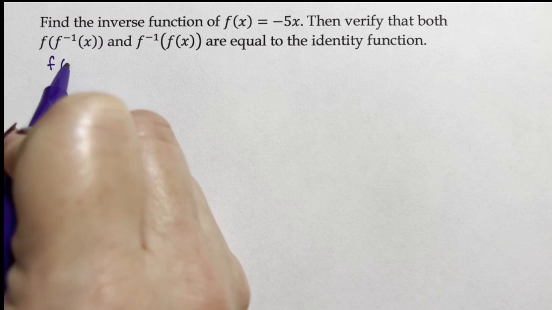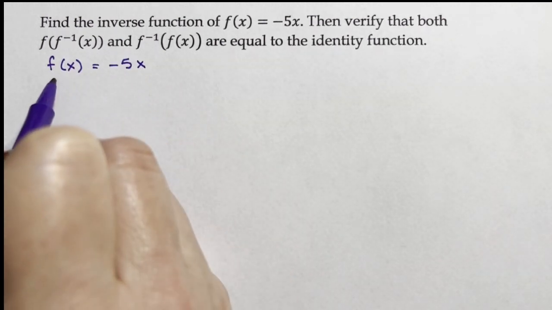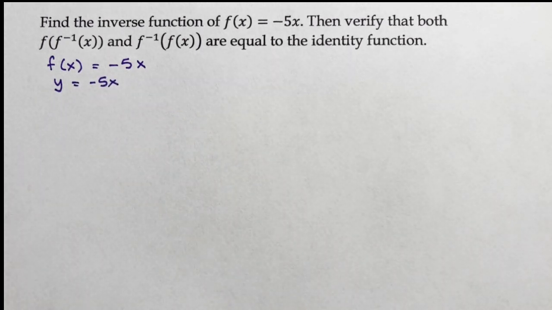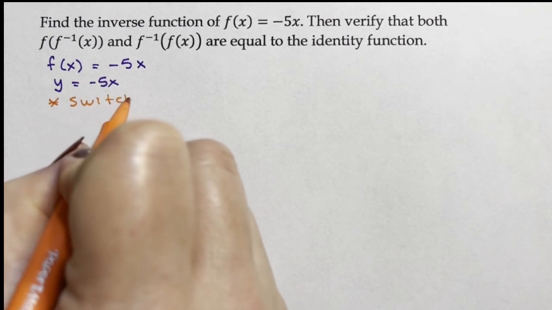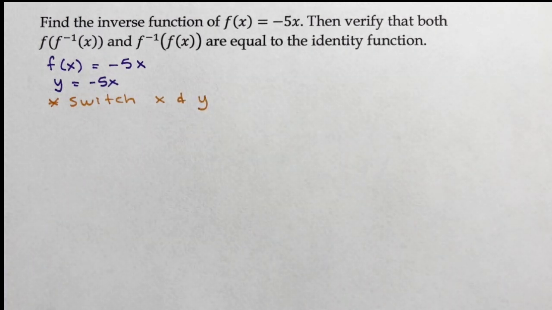We take f of x is equal to negative 5x. Then we turn it into y equals negative 5x. We take it out of function notation. Then here's the fun part. Switch x and y. Yep, that's it. You switch x and y. That's the whole thing about inverses, is you switch your x and y.